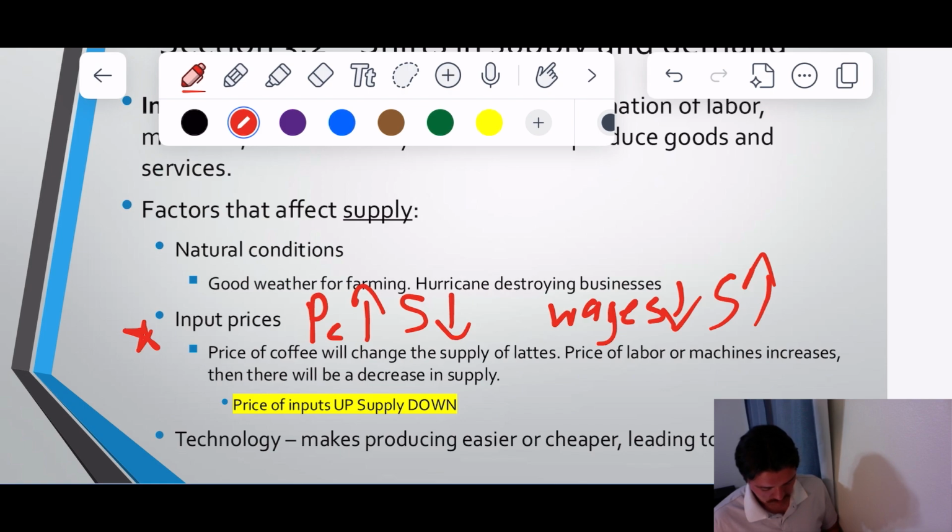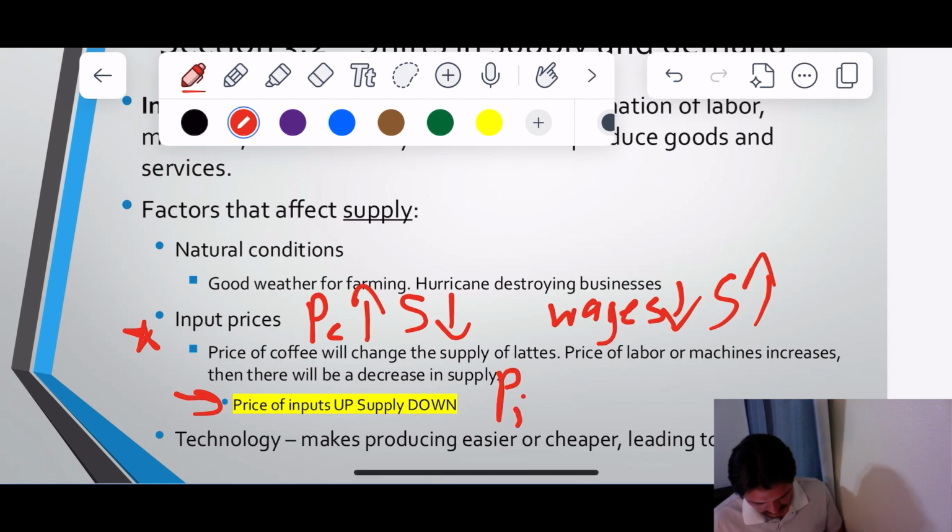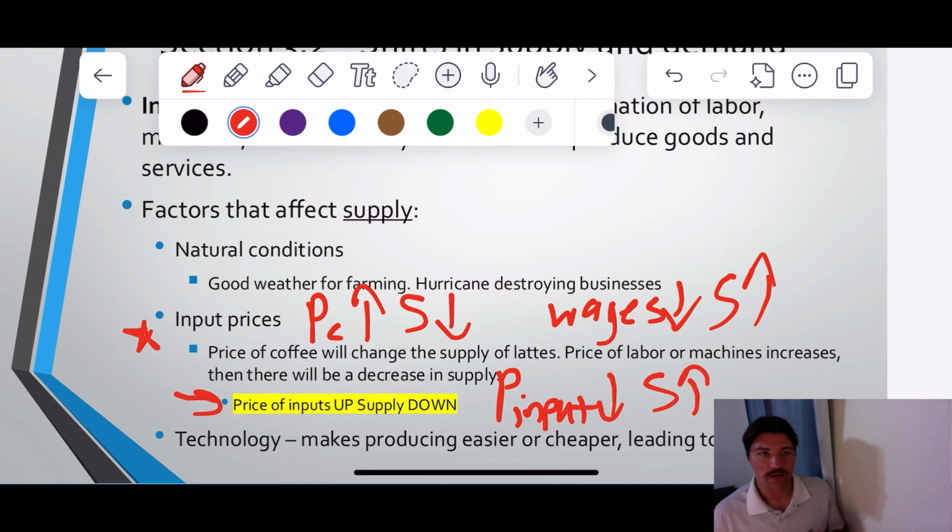So in general, whenever the price of an input is higher, we do see a lower supply. But if the price of an input were to be lower, we do see an increase in supply. If the price for milk were lower, they can buy more milk, make more lattes.